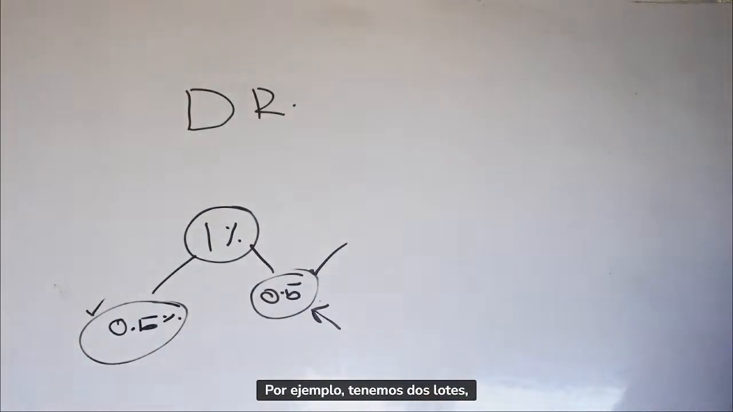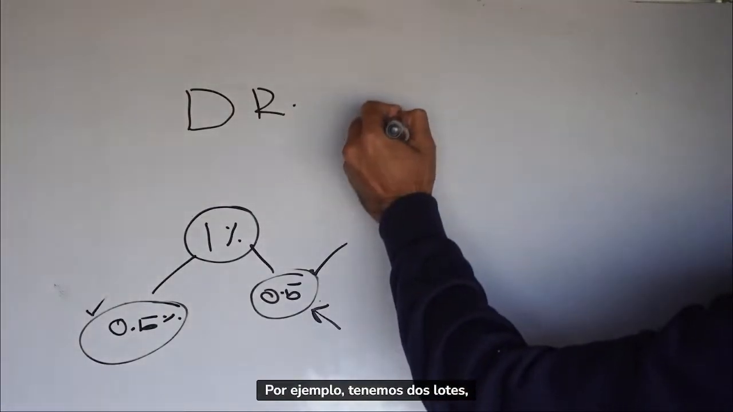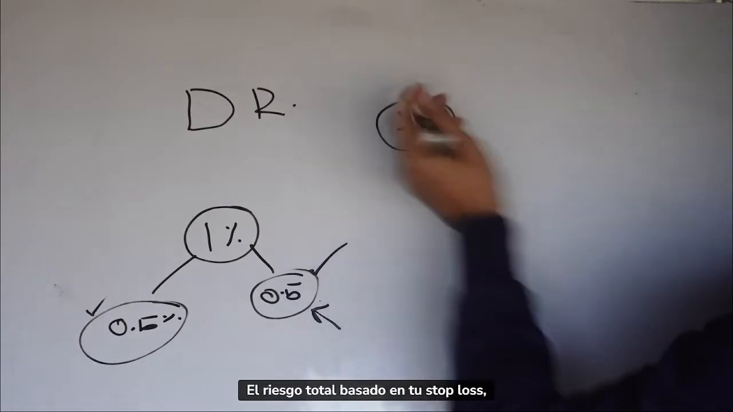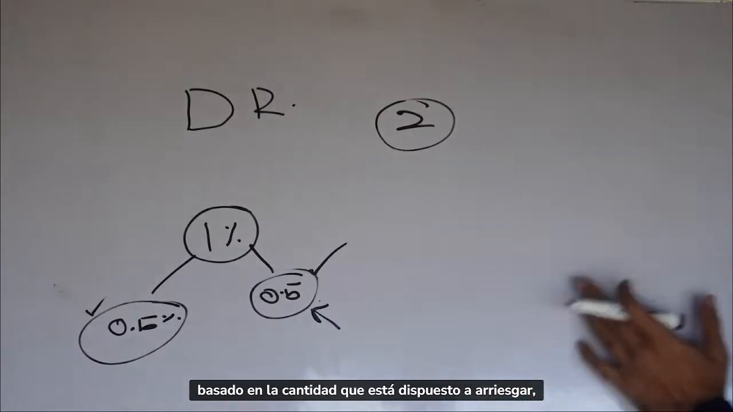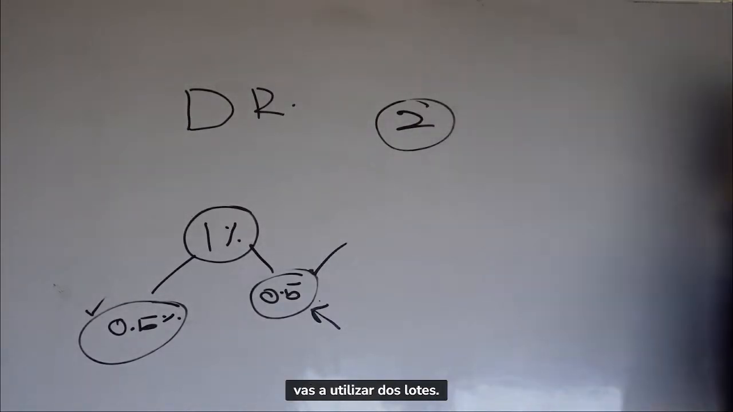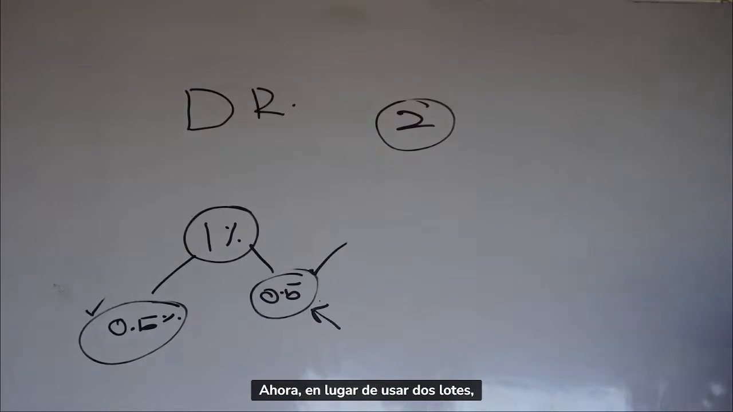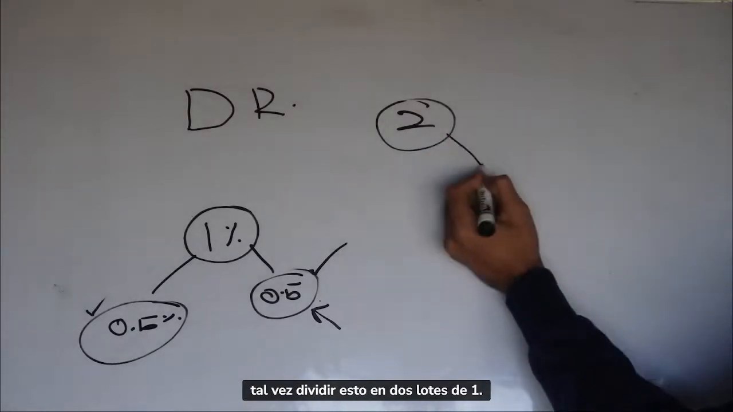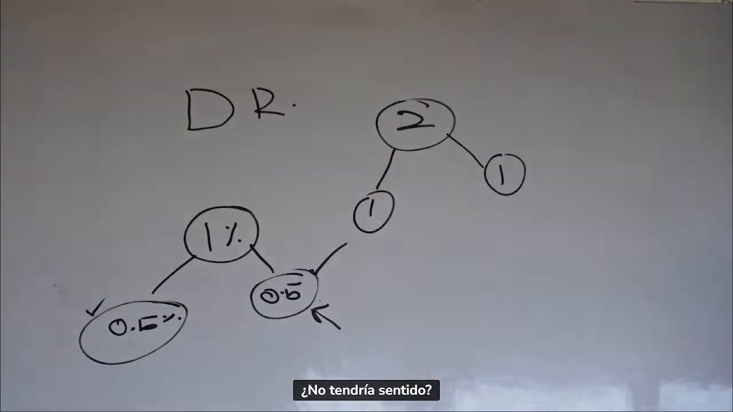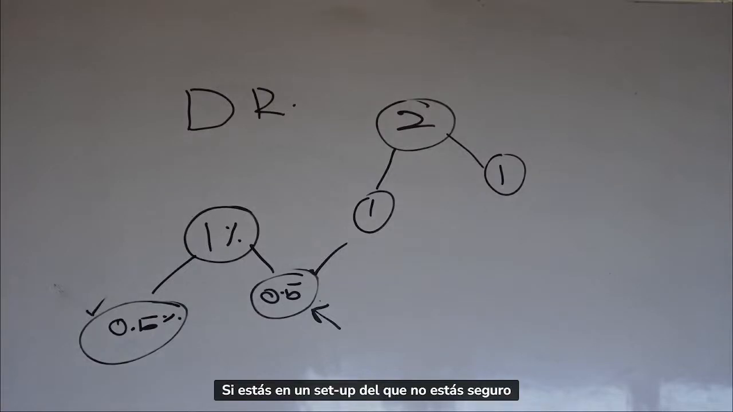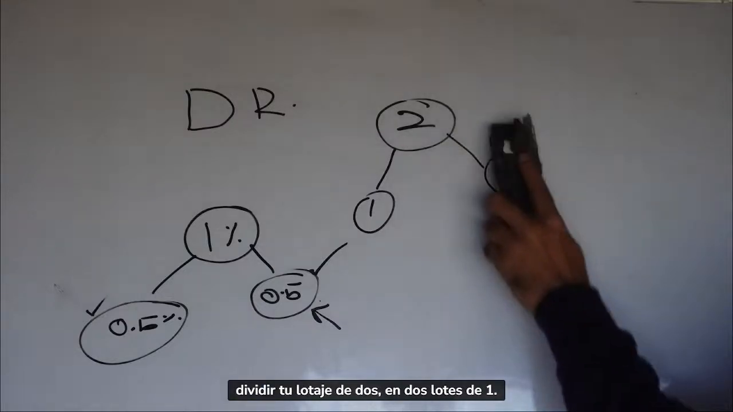Now, for example, let's say we have a 2 lot, right? Let's say your total risk, based on your stop loss, based on the amount that you're willing to risk, means you're going to use 2 lots at this point. Now, instead of using 2 lots, I think it's going to be a good idea to maybe break this down into 2 1 lots. Wouldn't that make sense? If you're on a setup which you're not sure about, you may want to break down your 2 lot into 2 1 lots.